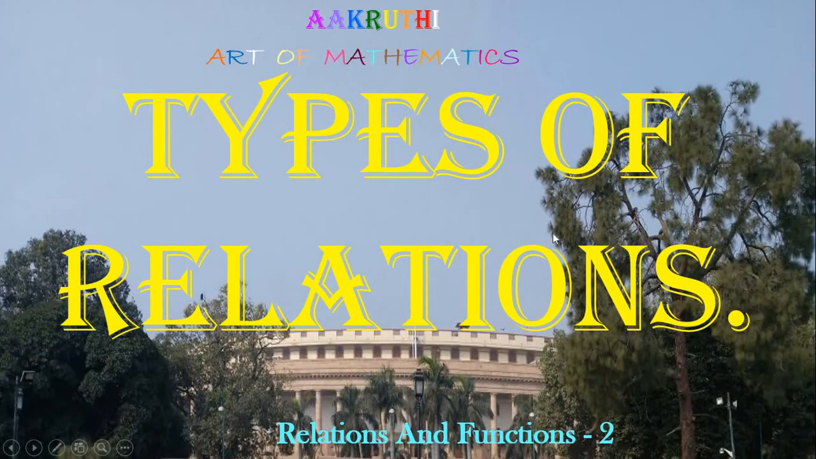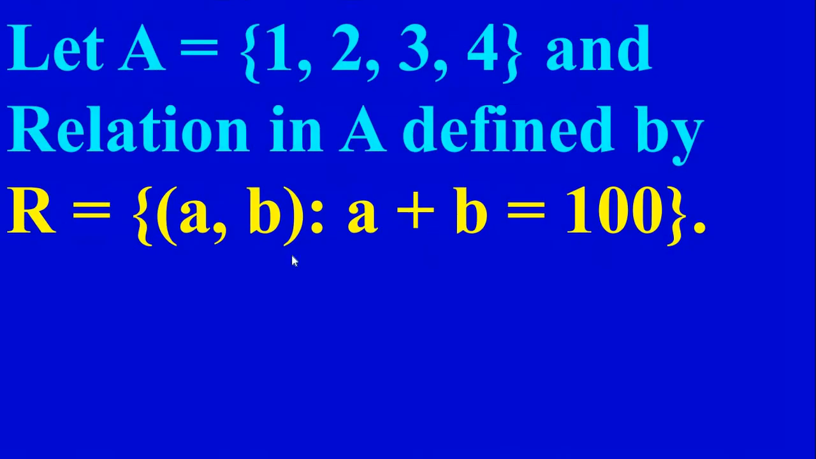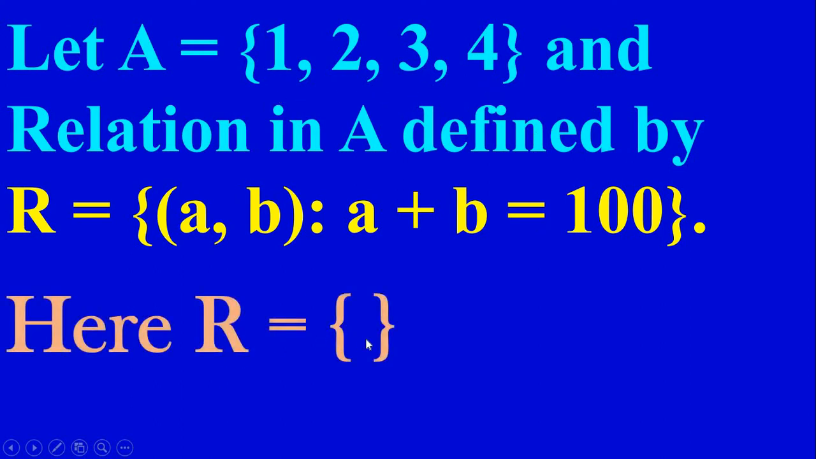Next we see types of relations. Consider one example. Take A equal to {1, 2, 3, 4} and relation in A defined by R equal to set of all (a, b) such that a plus b equal to 100. That is, when we add two numbers, we have to get 100. Suppose if we take any number here, 1 plus 1 not possible, 1, 2 not possible, 1, 3, 1, 4. So any number, maximum here it is 4 plus 4, it is 8. So it is not equal to 100. Therefore here relation is not possible. So here R equal to empty set.